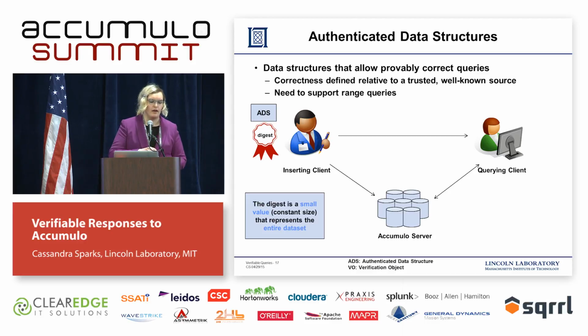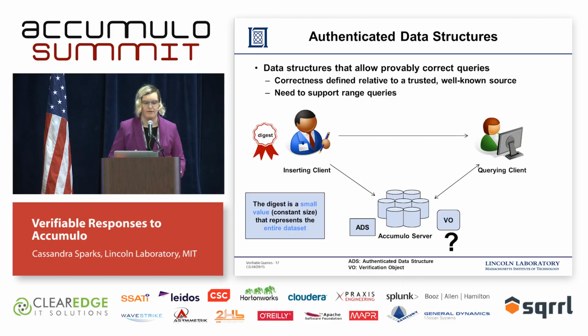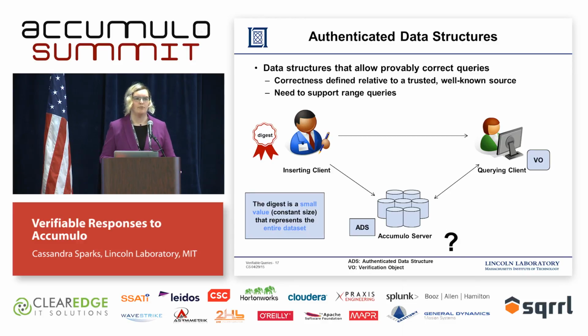This is the data that the client can then use to verify the results of the query. They then write the ADS out to the Accumulo server. This is what the server will use to compute the query results now. Then a querying client can do a query, and they fetch back not just the results of that query, but what's called a verification object that contains both the results and some metadata about the results to let them recompute the digest and verify that this result was actually correct. So they send that to the querying client.